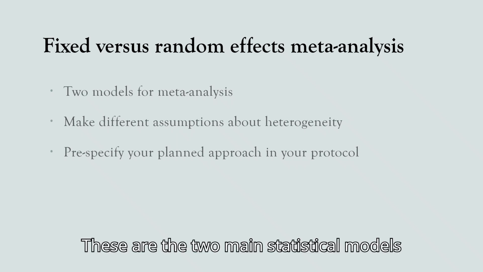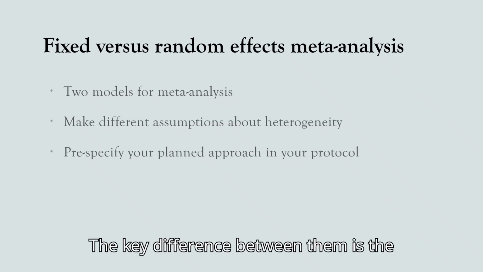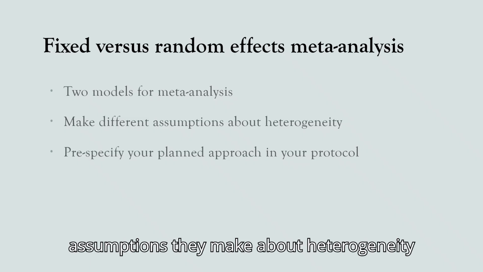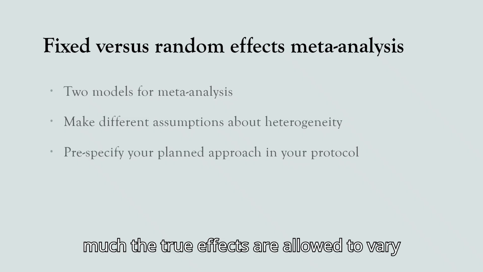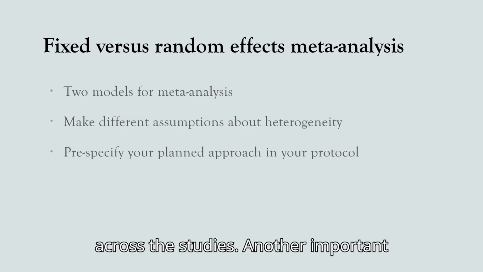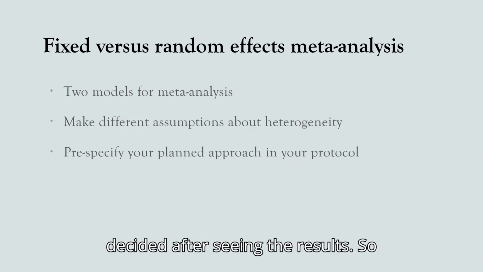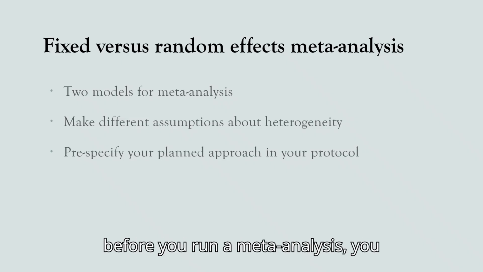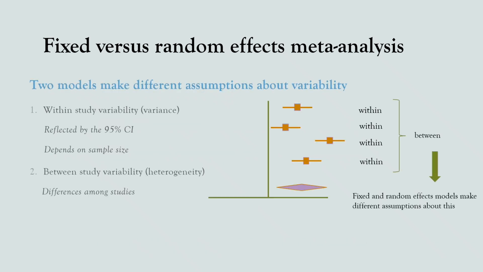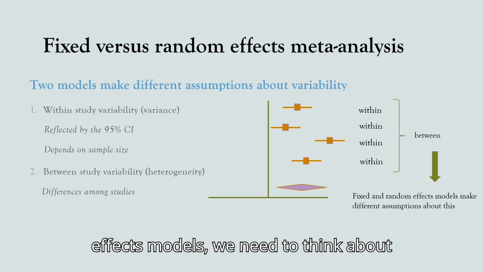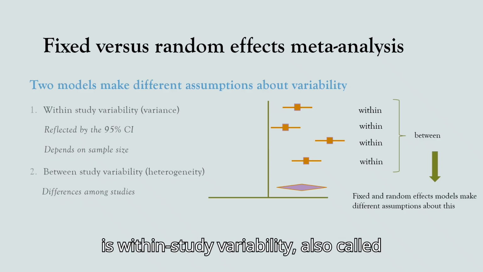These are the two main statistical models used to combine results across studies. The key difference between them is the assumptions they make about heterogeneity, or variability, or in other words, how much the true effects are allowed to vary across the studies. Another important point is that the choice of model should be pre-specified in your protocol, not decided after seeing the results. So before you run a meta-analysis, you should already have a plan for which model you will be using and why. To better understand fixed and random effects models, we need to think about two types of variability. The first type is within study variability, also called variance.